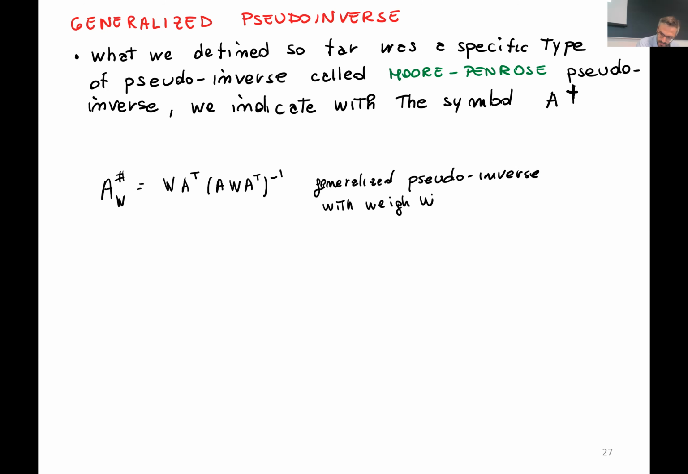We take weight W, and we can verify that this is a pseudo-inverse. For example, setting this and seeing that it is equal to the identity.